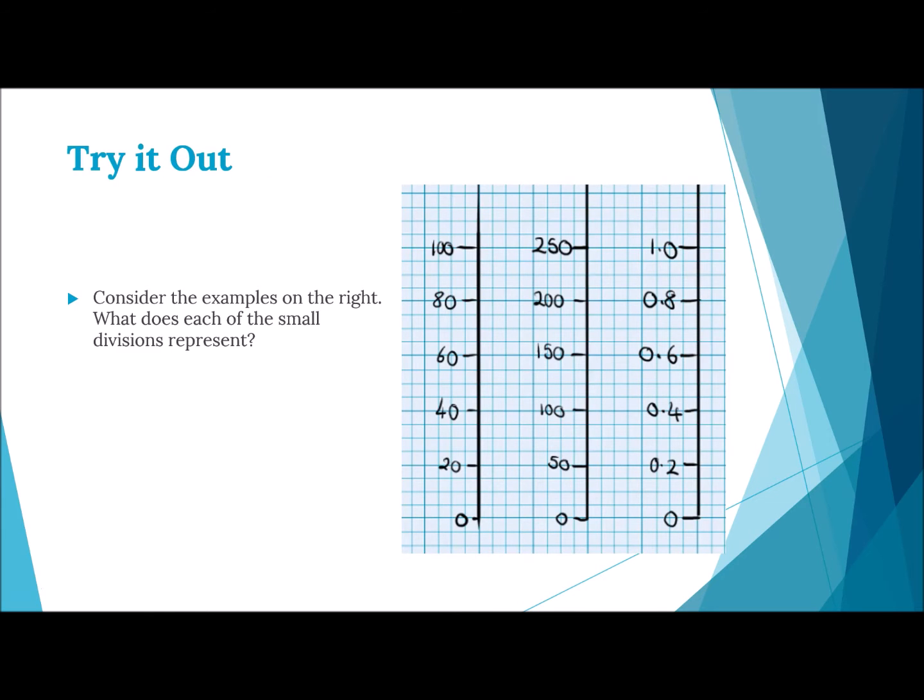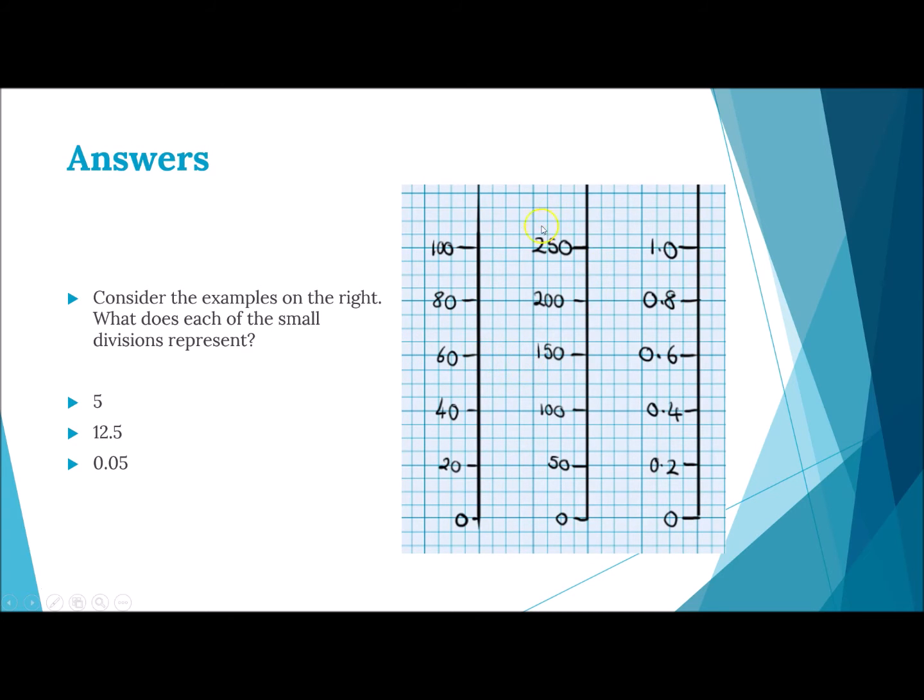So have a look at the scales. There are 3 different scales there. What does each small division represent? So just to, that's a small division. What's that worth? What's that worth? And what's that worth? If you want to pause and work that out, on the next slide I'll show you what the answers are.